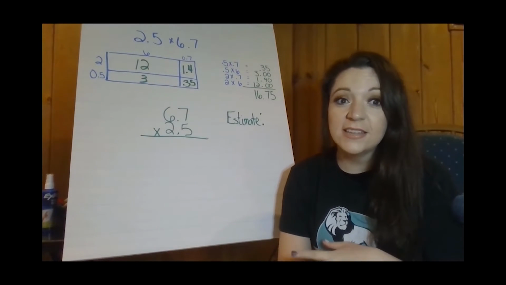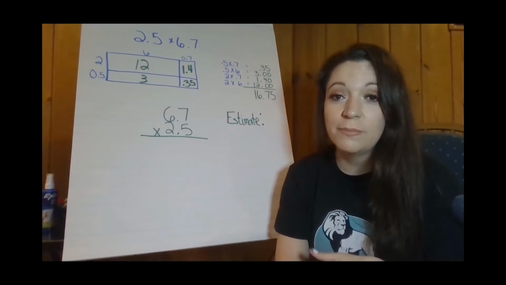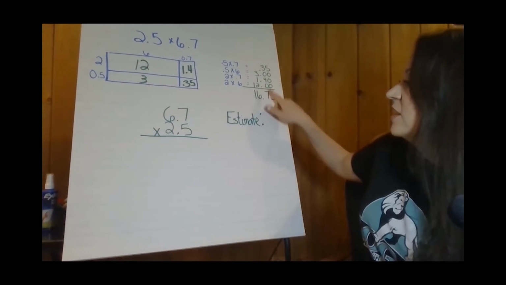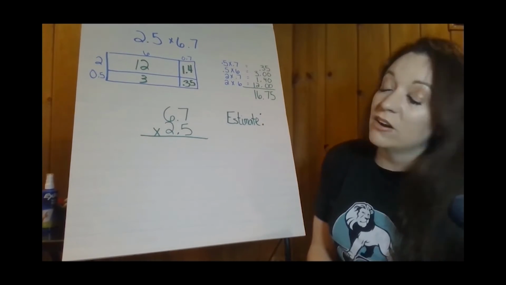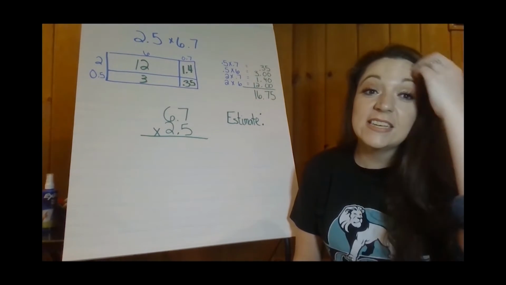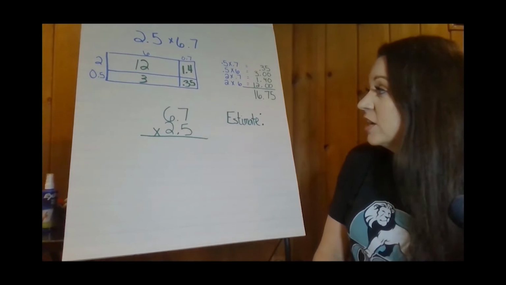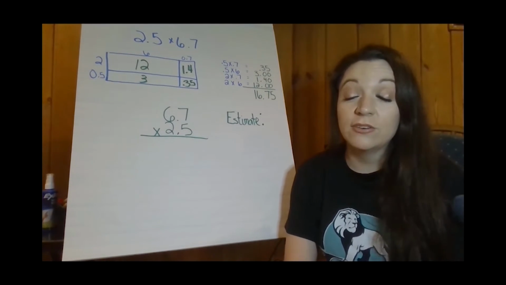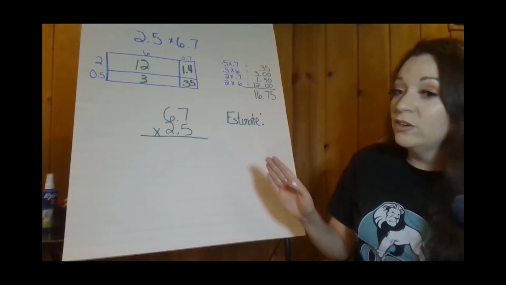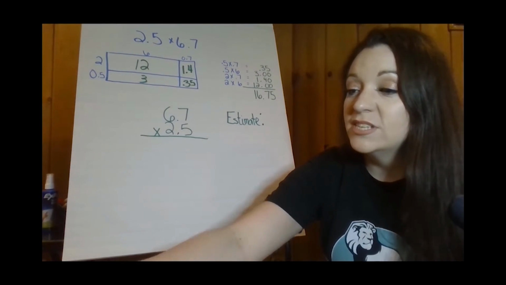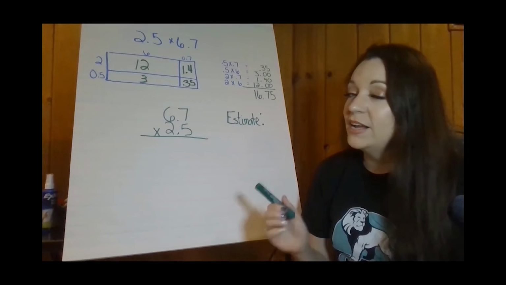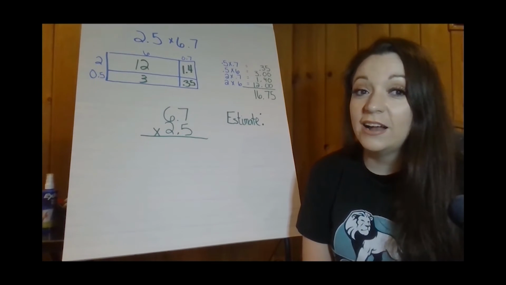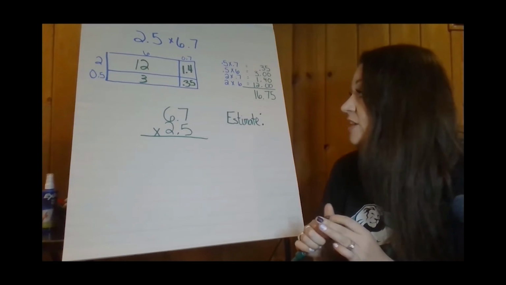Okay, so here is the area model that we just did with the PowerPoint. Right here, we had our 4 partial products. We added them all up, and we got our final product of 16 and 75 hundredths. So now we're going to work on this same problem, but doing the standard algorithm. One great thing to do when you're doing the standard algorithm with decimals is to make an estimate first, because you'll see it's going to help you decide where to put your decimal point when you're done.